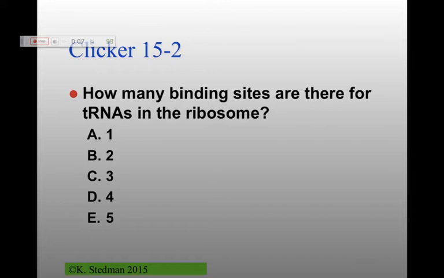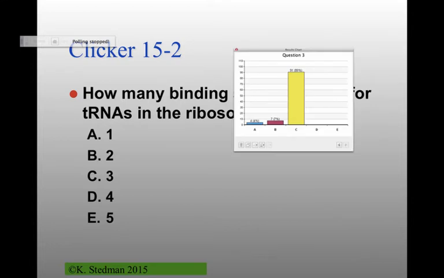8, 7, 5. Okay, so what are the three sites? A, P, and E. What do they stand for? Exit, peptidyl transfer, and aminoacyl. Exactly.